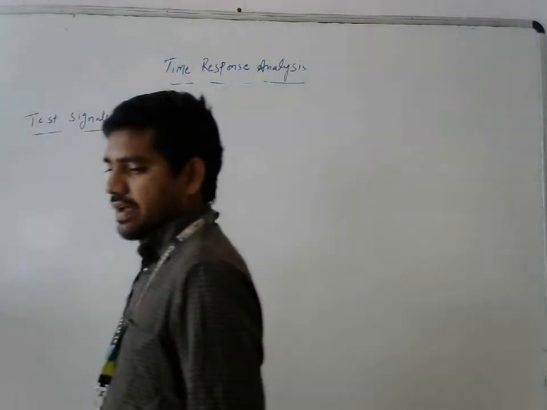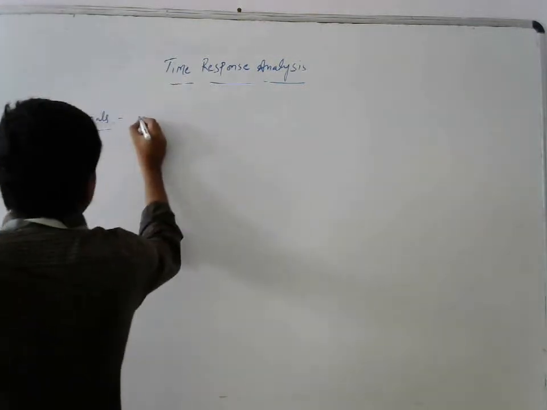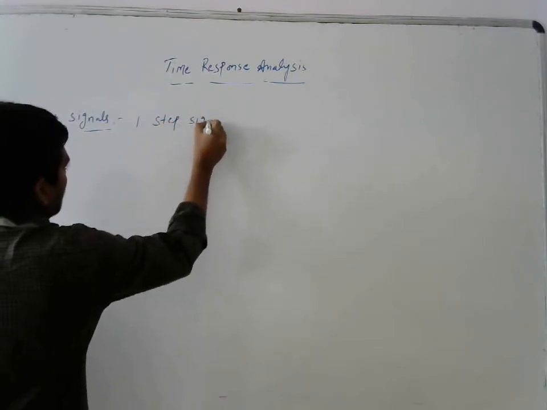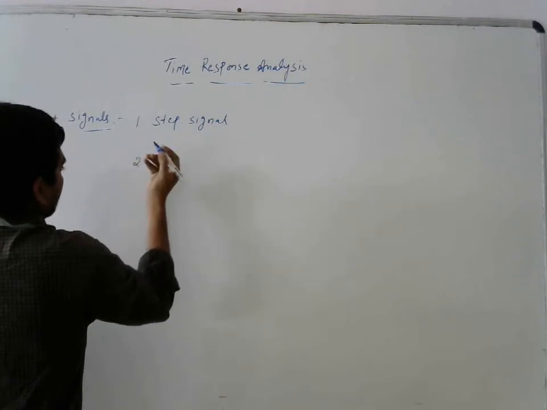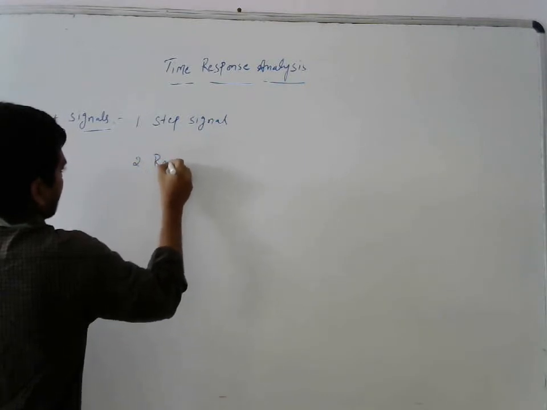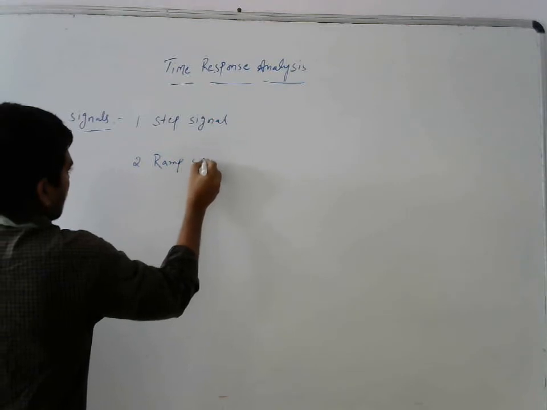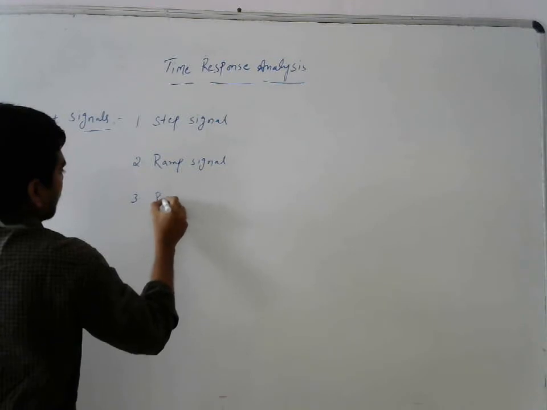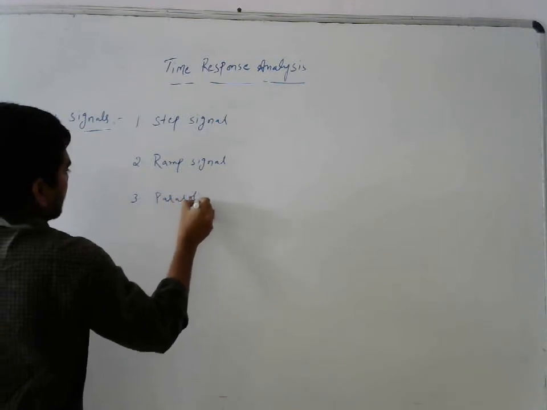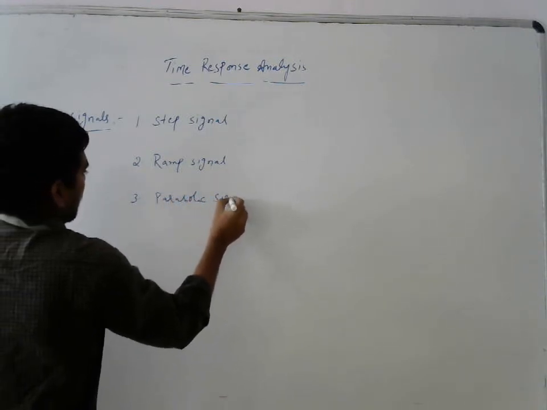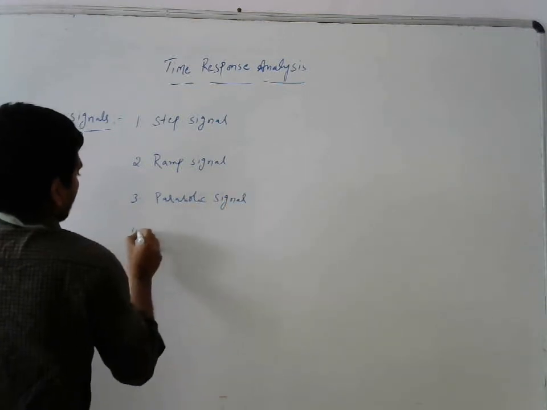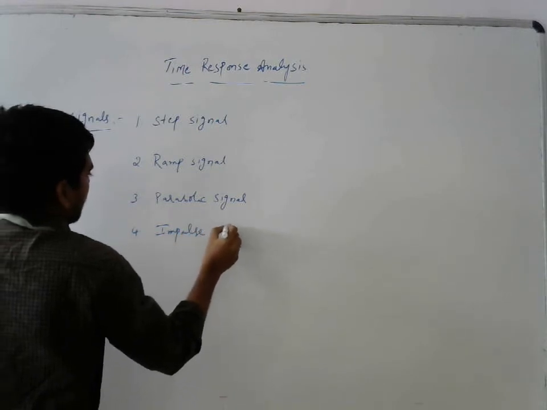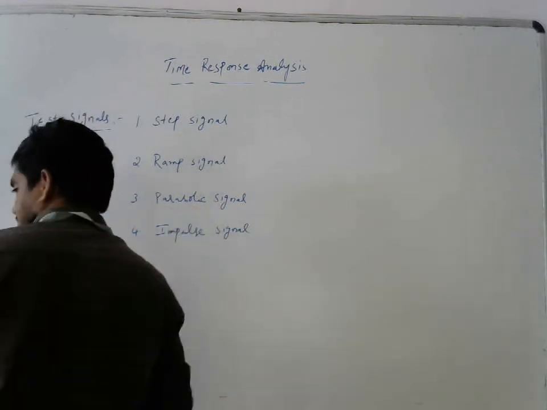First, we have a step signal. Second, we have a ramp signal. Third, we have a parabolic signal. And next, we have an impulse signal.